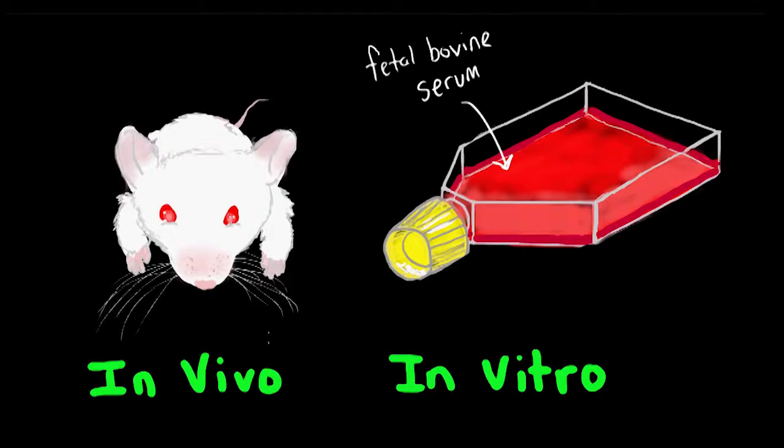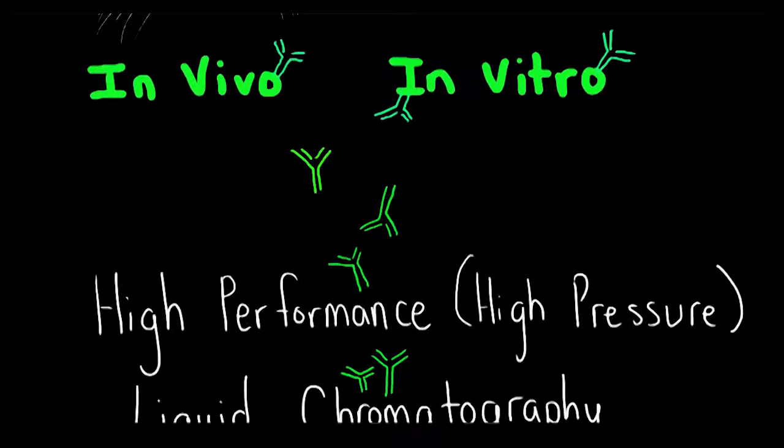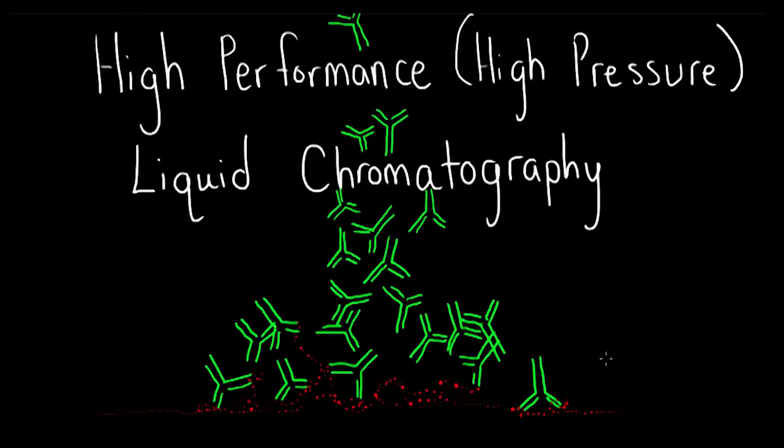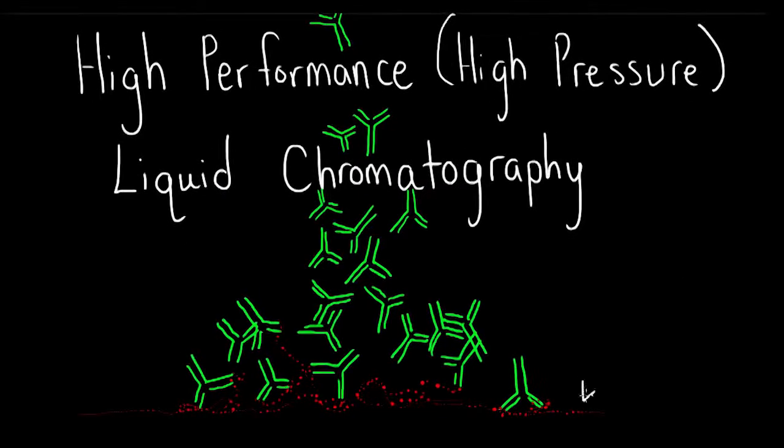What's interesting to note is that hybridoma growth in mice will tend to yield other artifacts such as murine proteins. In vitro growth, however, in fetal bovine serum can yield fewer impurities, and this is just something to consider during monoclonal antibody production. And lastly, we purify our sample by high performance or high pressure liquid chromatography, which separates the monoclonal antibodies from other impurities, thus giving us our desired monoclonal antibody that recognizes our target antigen.